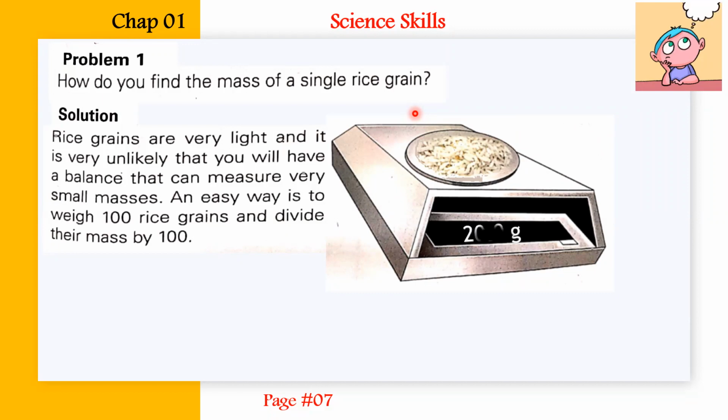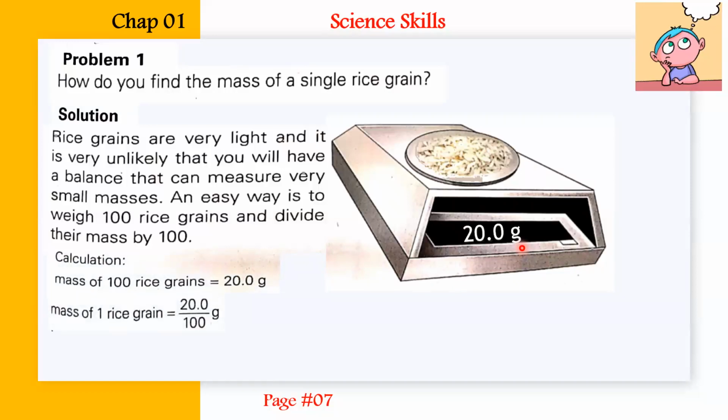You will find the mass of the 100 rice grains, so probably you will get 20 grams. 20 grams will be the mass of the 100 rice grains. Then how can you find the mass of 1 grain? You have to divide 20 by 100, and after that you will get the mass of 1 rice grain, and that will be 0.2 grams. Understand? Yes, sir.